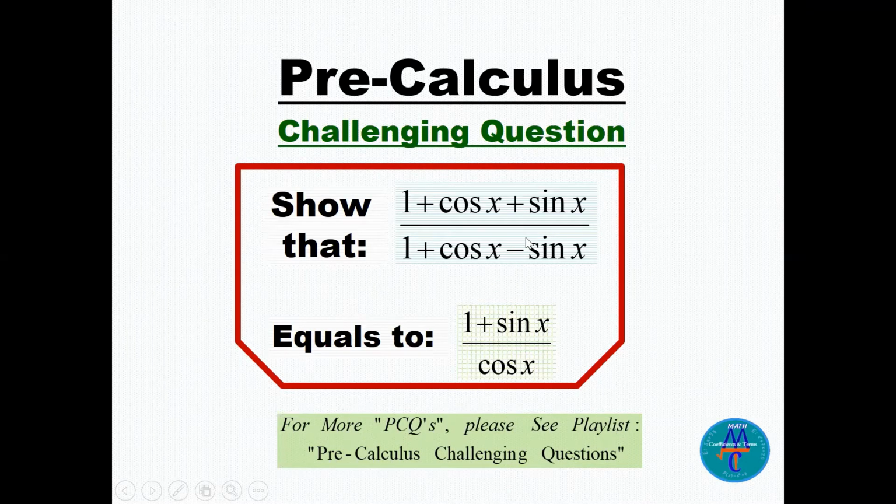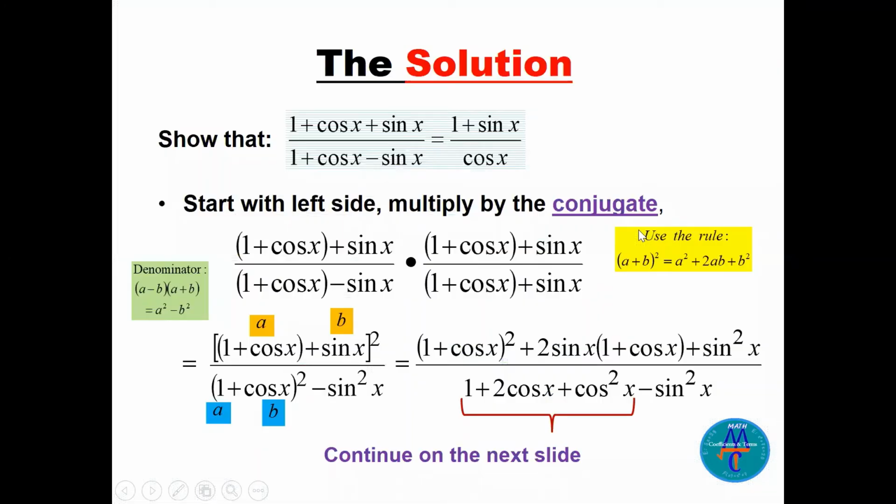What can you think here? I think the conjugate idea is a nice idea to use. Let me show you how we start. Let's start with the left side and rearrange it a little so that I can take 1 plus cosine of x as one number, minus sine of x.